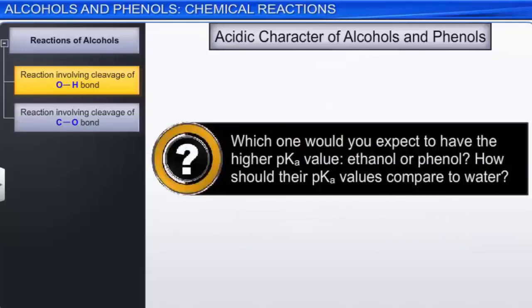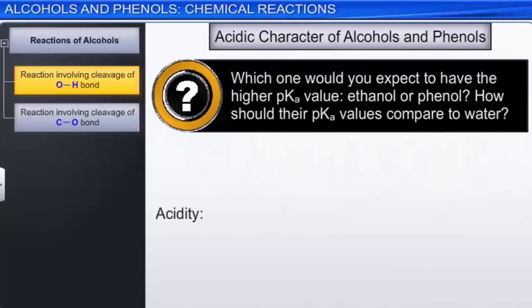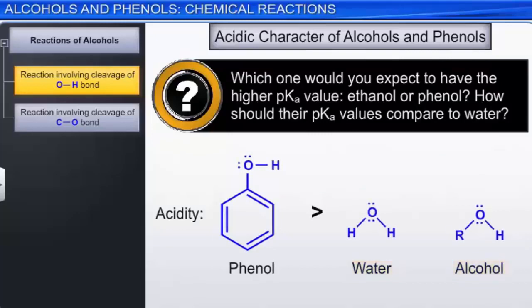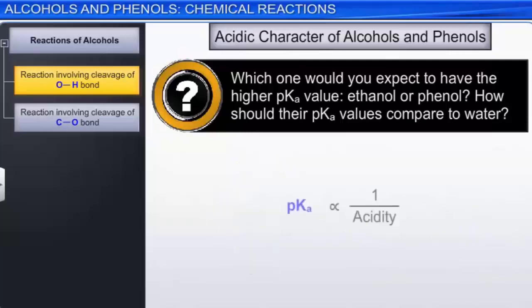Therefore, a higher pKa value corresponds to a weaker acid. Try to reason this problem out on your own. Which one would you expect to have the higher pKa value? Ethanol or phenol? How should their pKa values compare to water? You have learned that phenols are stronger acids than alcohols and water. You also know that water is a stronger acid than ethanol. Finally, you learned that stronger acids have lower pKa values than weaker acids.